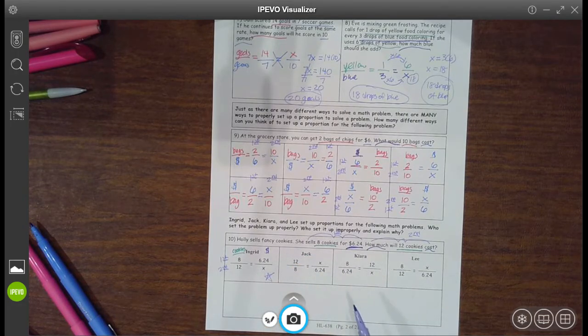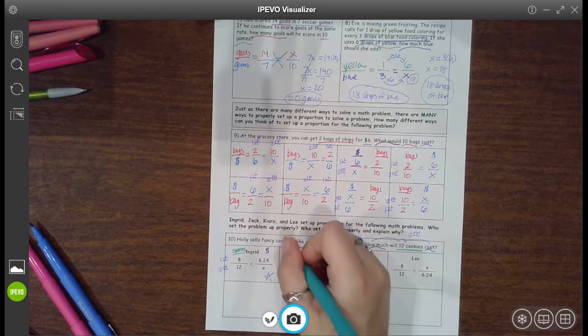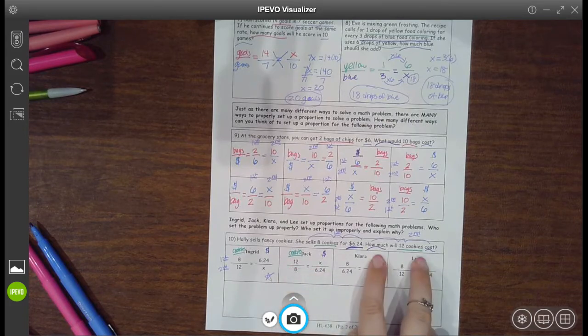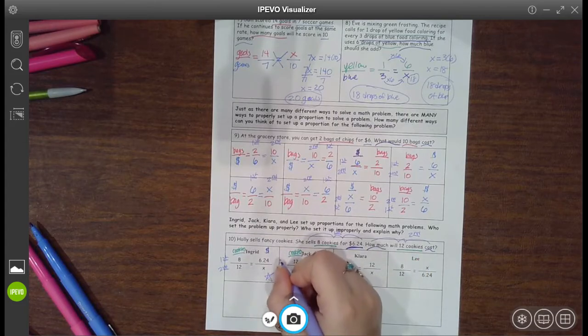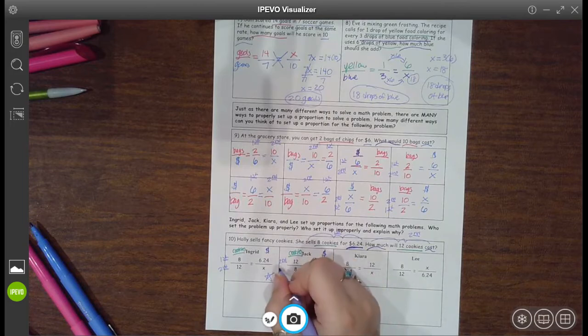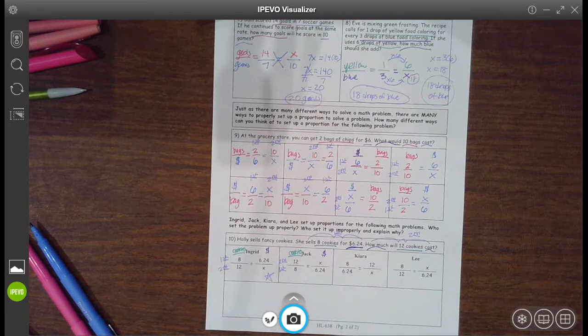Here we have Jack, and he did 12 and 8. So we still have the number of cookies here and the money here. But this time he put the second sentence information on top, because 12 cookies, we don't know the cost. And then the first sentence piece of information, 8 cookies cost $6.24, on the bottom.